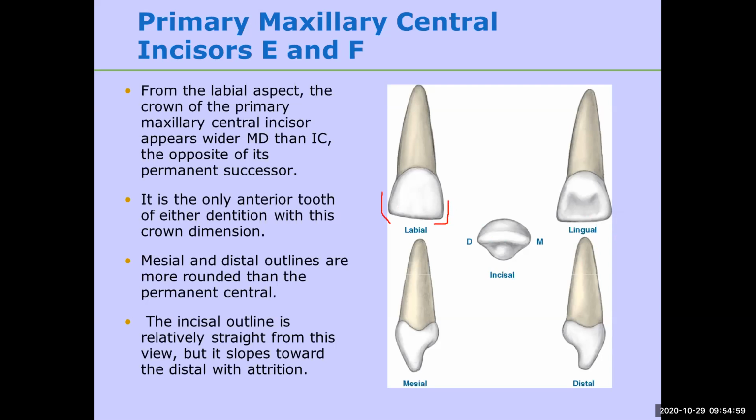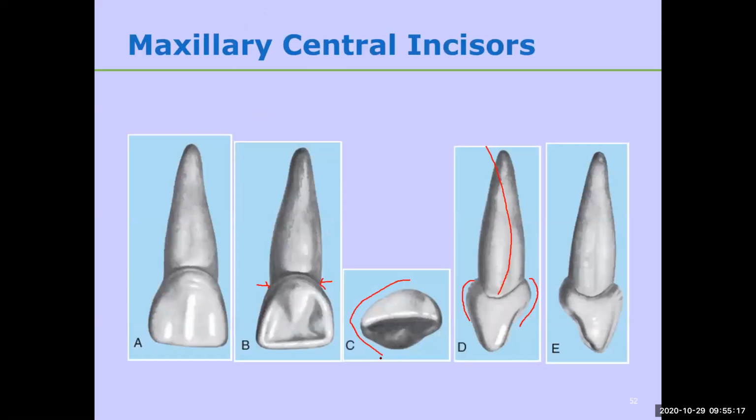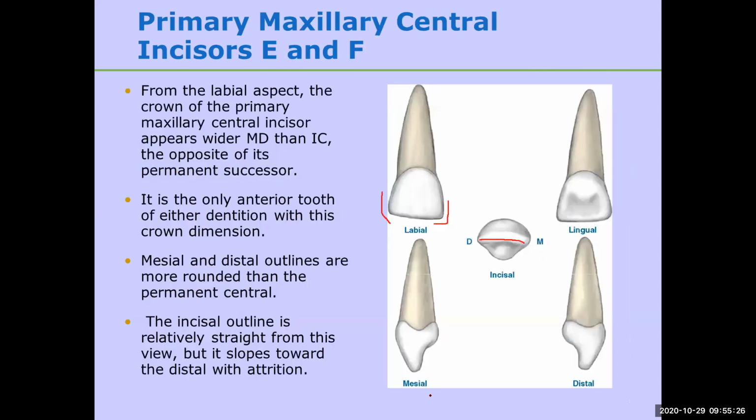And the incisal outline is relatively straight. But it slopes towards the distal with attrition. So, but look at this one. This has that incisal straight versus this one has that distal lingual twist. Different textbooks, same tooth. Very curvy.